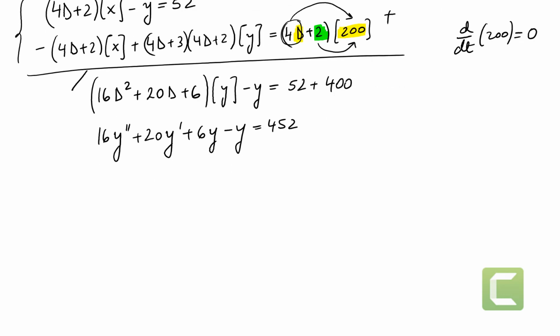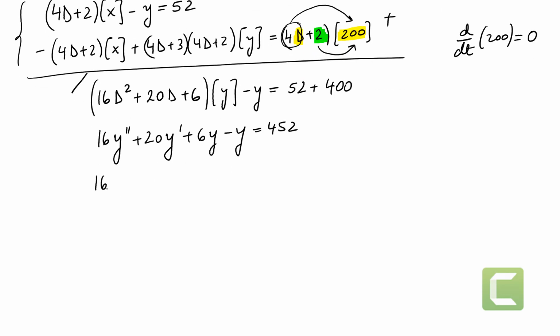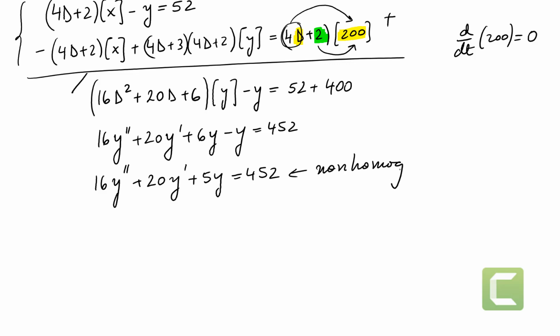Of course, I'm not going to use the D anymore because it's much simpler to use the equation in this format. So 16y double prime plus 20y prime plus 5y equals 452. This is a non-homogeneous second order differential equation.